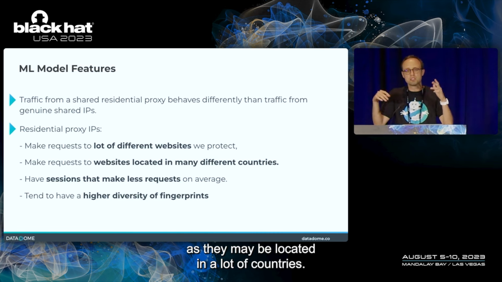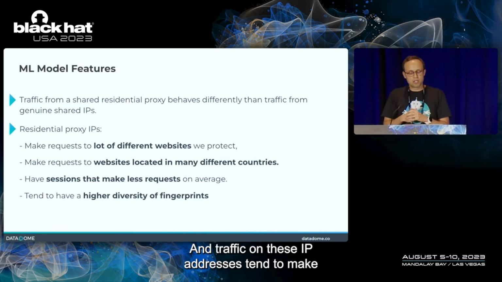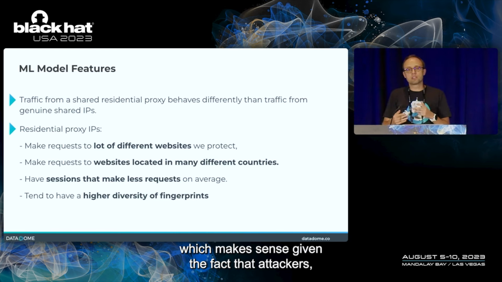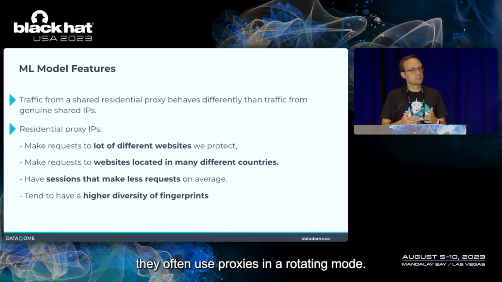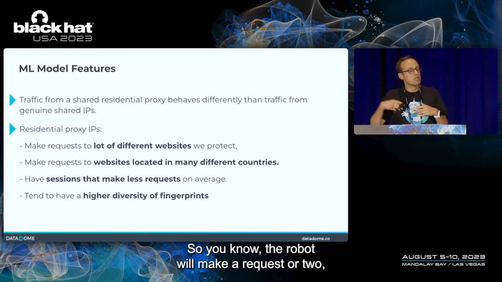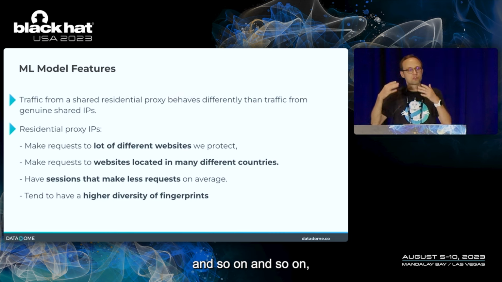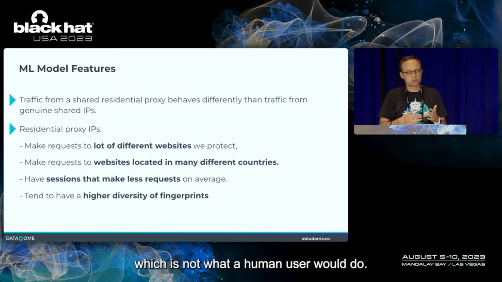They may be located in a lot of countries, and traffic on these IP addresses tends to have a low volume of requests per session, which makes sense given that attackers often use proxies in a rotating mode. So their bot will make a request or two and then use another IP to continue, and so on and so on, which is not what a human user would do.